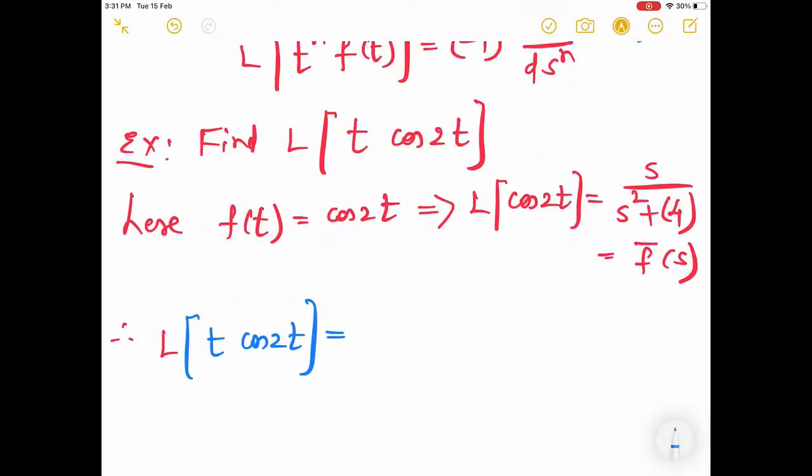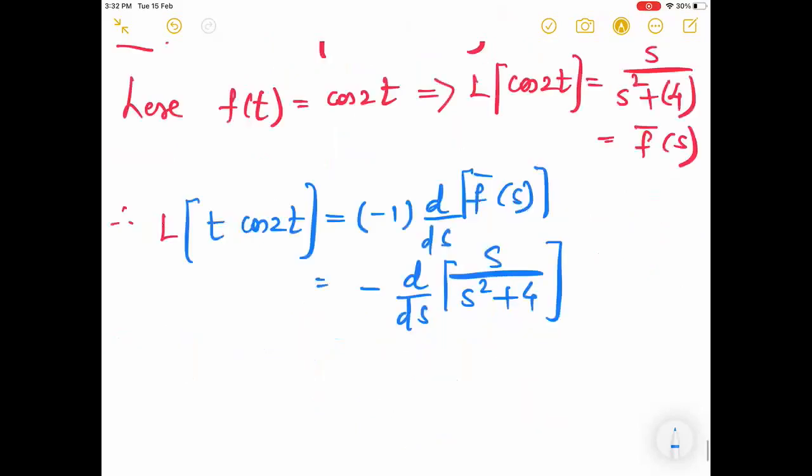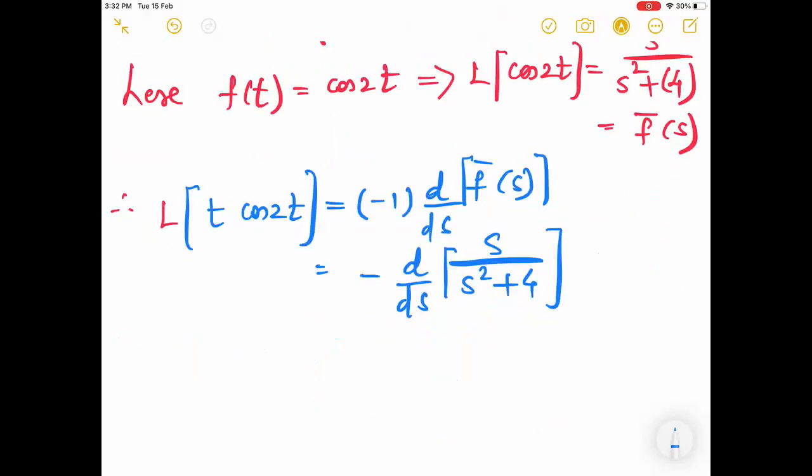And therefore, when you multiply this cos 2t with t, you have to apply the property here. That is minus 1 raised to 1 d by ds of f bar s. And f bar s we just now identified. So minus d by ds of s upon s square plus 4. And this is a simple differentiation calculation, using the u by v rule, because the numerator is a function of s and the denominator also contains s. So the minus I am keeping outside as it is.